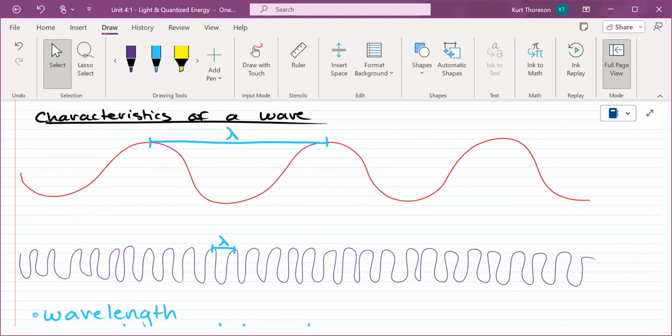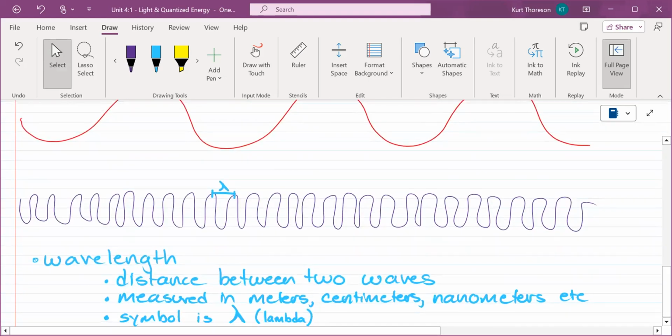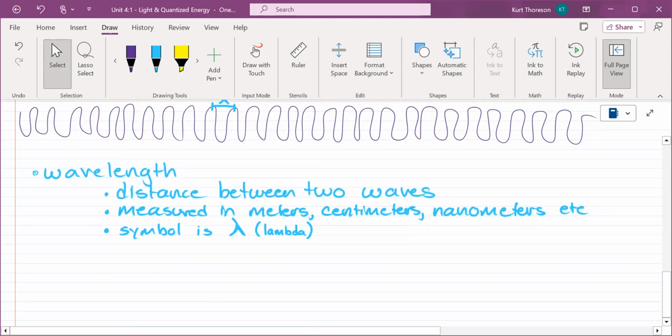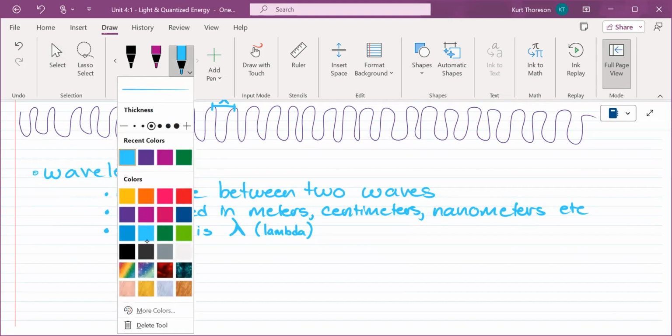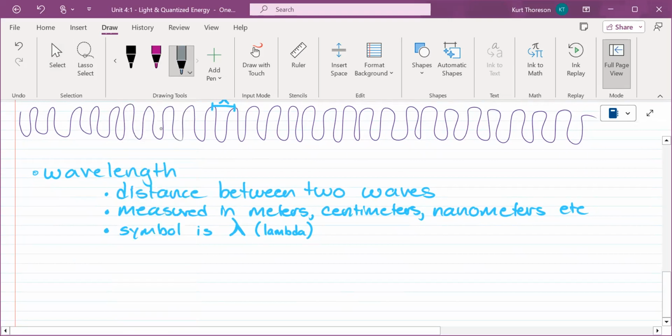How about what color is stronger? Orange or yellow? No. Okay, what about orange and red? Good. Red is the weakest. Violet is the strongest. All right. The other characteristic, I'm going to change up my colors here. What color should I use? Let's do gray. Is frequency.